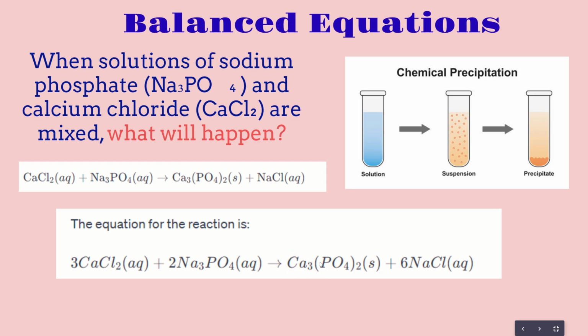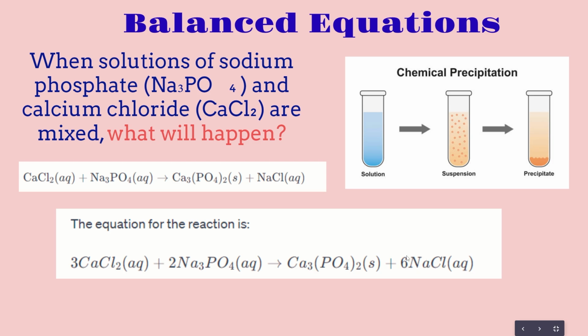So since there's 3 calciums here, we're going to add a coefficient of 3 in front of the calcium chloride over here. So since there's 3 here and 3 here, the calciums are balanced, and since we added 3 here as a coefficient for the chloride as well, that means there's going to be 6 chlorides. So since there's 6 here, that's why we're going to add 6 in front of the sodium chloride.